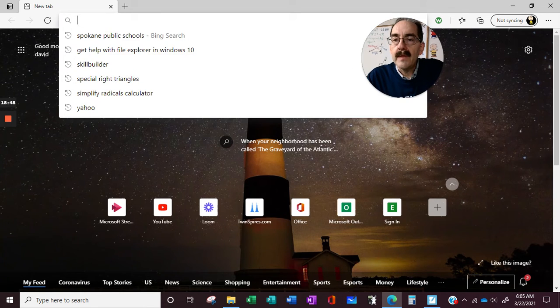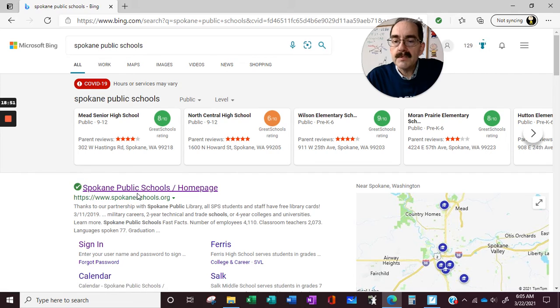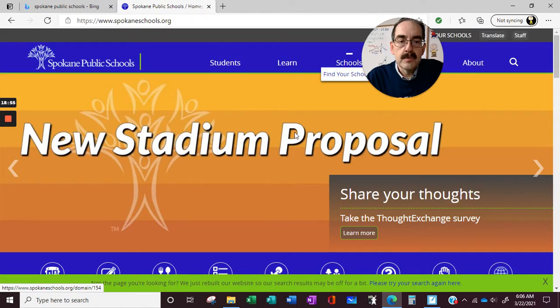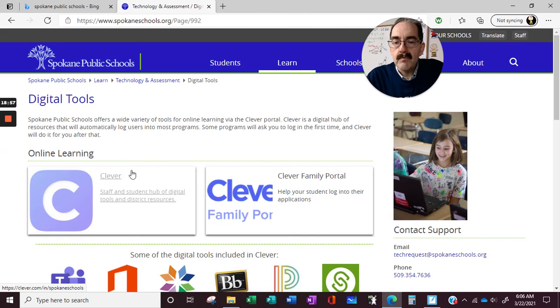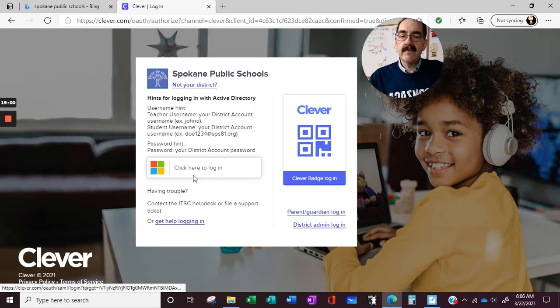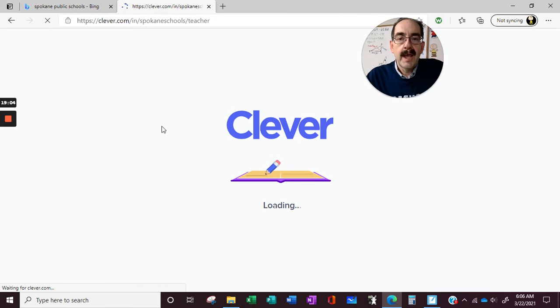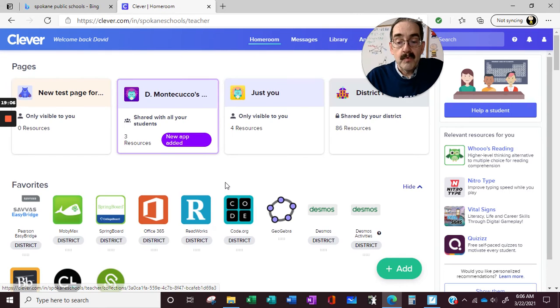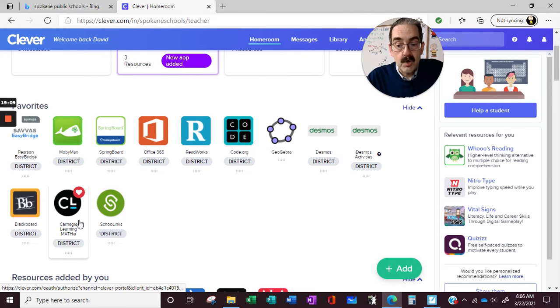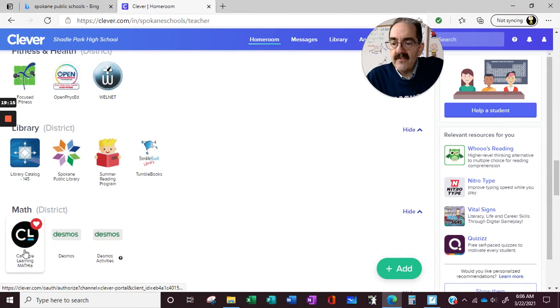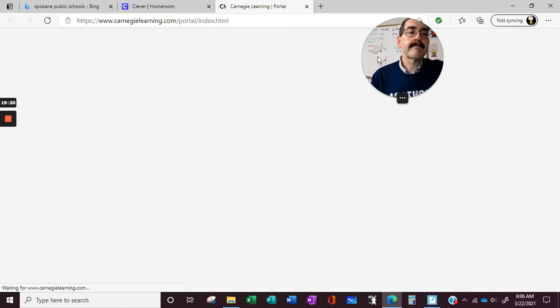And once we get there, we're going to do some Spokane Public Schools. And then we're going to go to our digital tools, and once we do digital tools, we go to Clever. Log into Clever using our email address. Once we get into Clever, we have to find the Carnegie Learning Mathia button. Some of you, I'm sure, don't bookmark it, but if you go down to Math, you'll find the Carnegie Learning Mathia. Click on that.